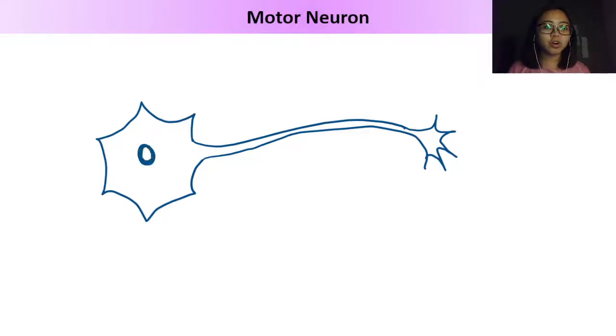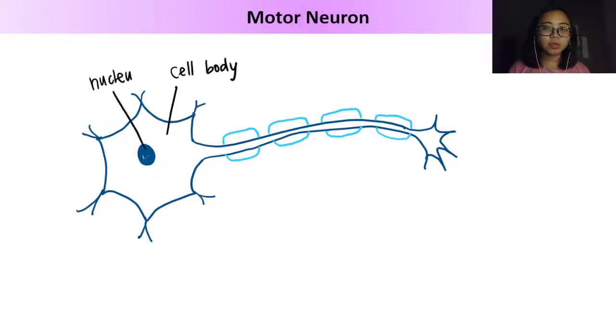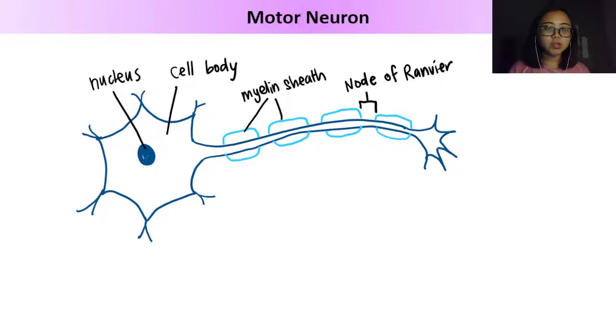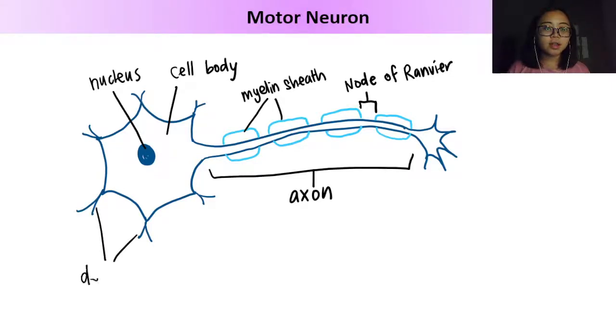Then we'll draw the nucleus. And I'm going to draw in the dendrites to make it look nicer. Last but not least, I am drawing the myelin sheath along the axon. Last but not least, we will do some labeling. So nucleus, cell body, myelin sheath, node of Ranvier, labeling the axon, labeling the dendrites, and last, synaptic knob.